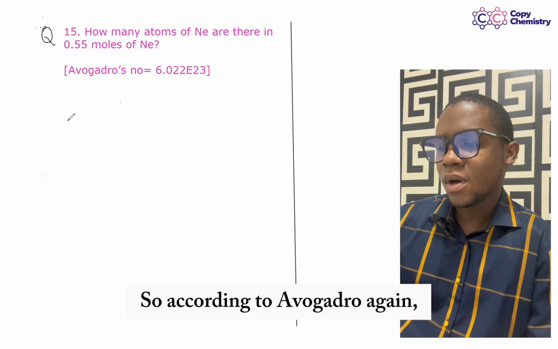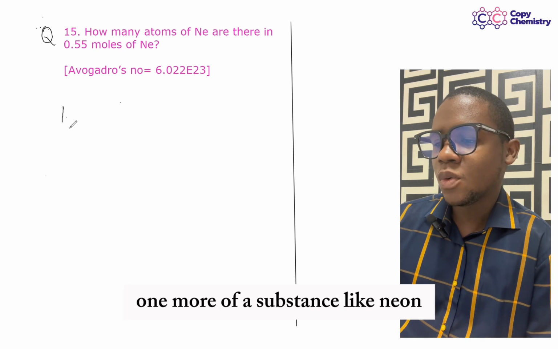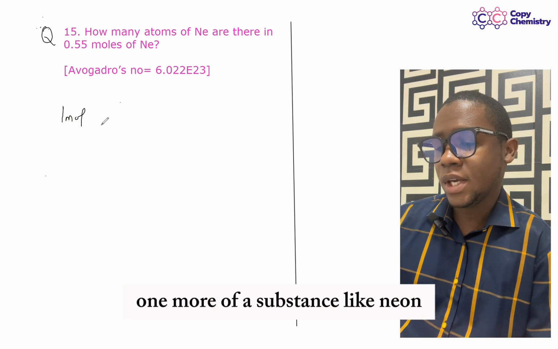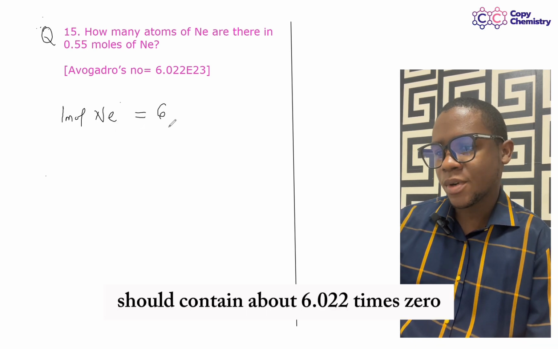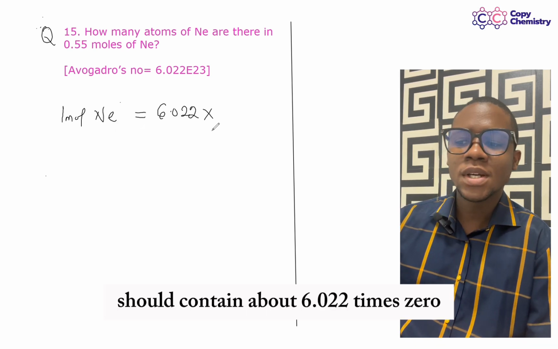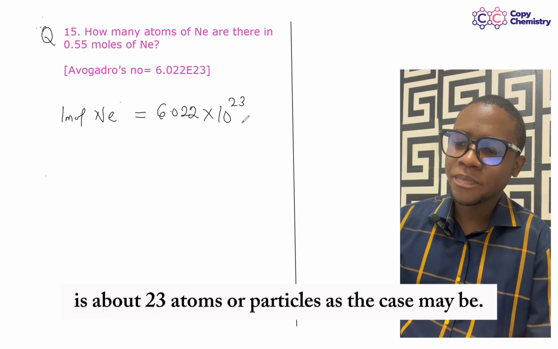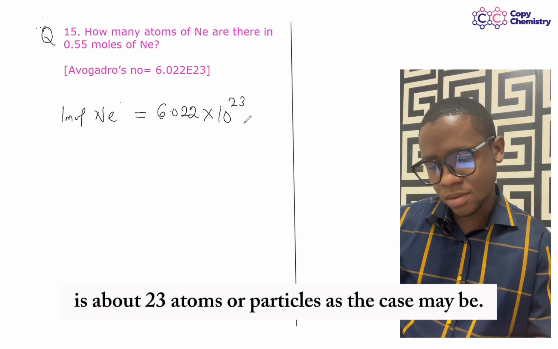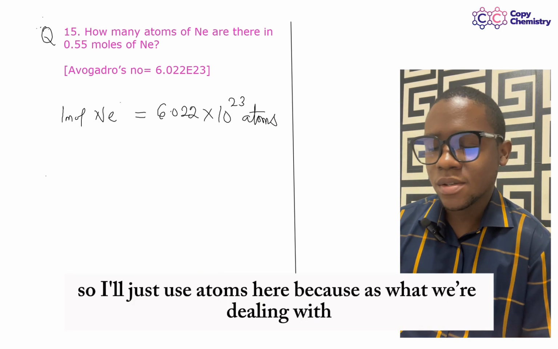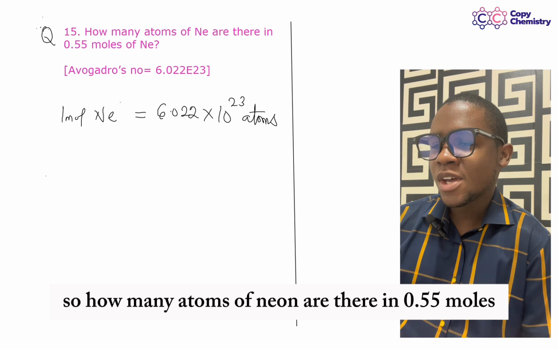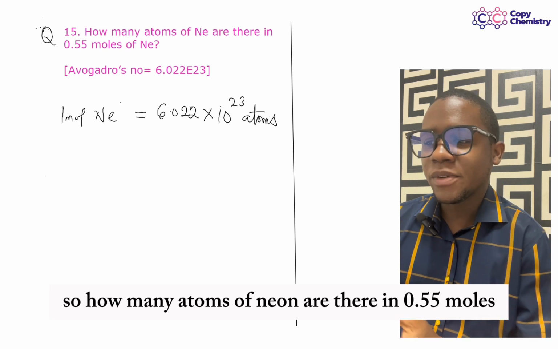So, according to Avogadro again, 1 mole of a substance like neon should contain about 6.022 times 10 raised to the power 23 atoms or particles, as the case may be. So I'll just use atoms here because that's what we're dealing with. So how many atoms of neon are there in 0.55 moles?